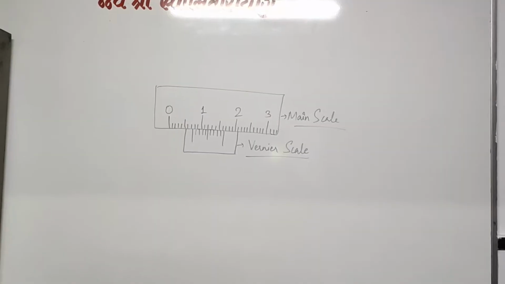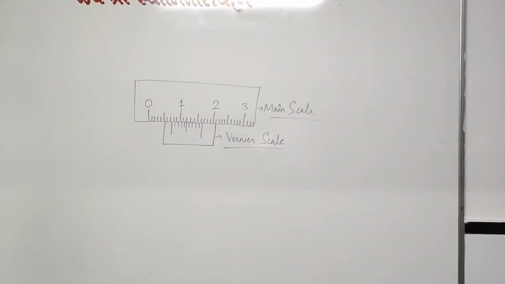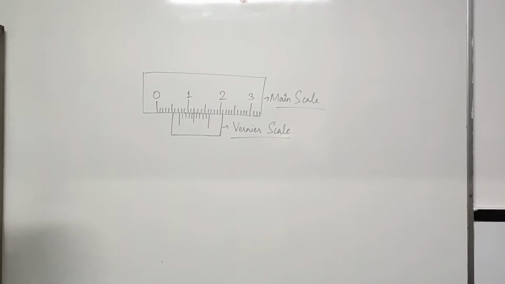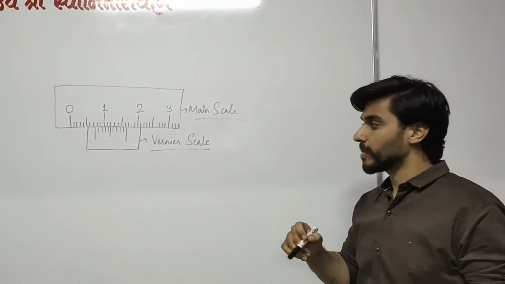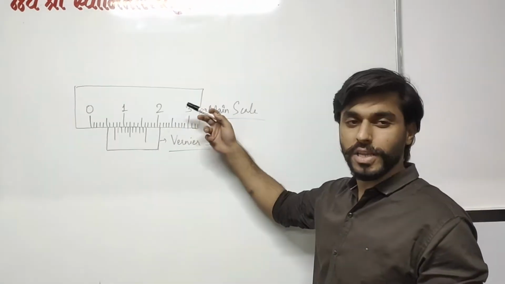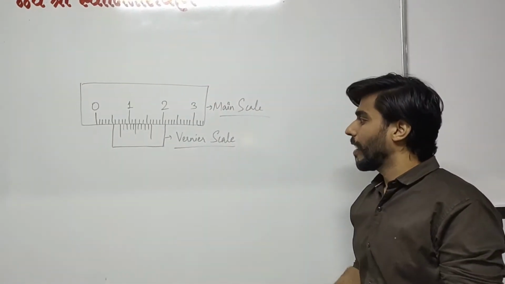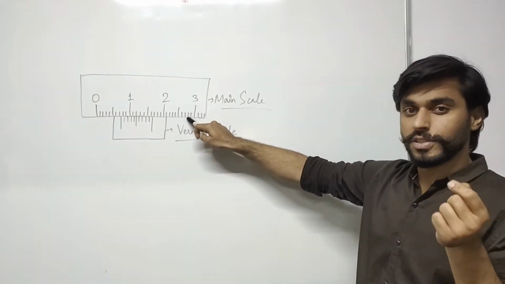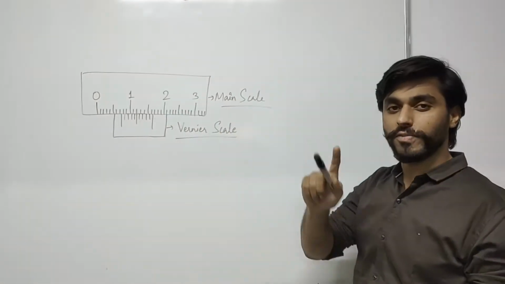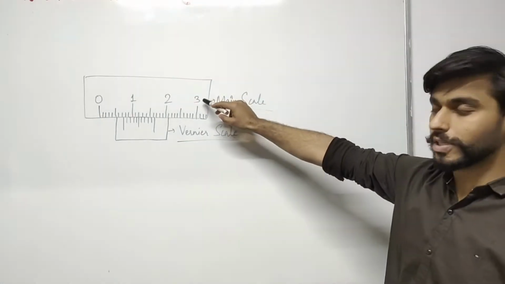Now we need to learn how to read a vernier scale. For that we need to find out the least count of the vernier scale. So how will you do that? See, what is least count? Basically, for a centimeter scale, least count is 1 millimeter, right? For the centimeter scale, one least count is one division, and one division shows only 1 millimeter.